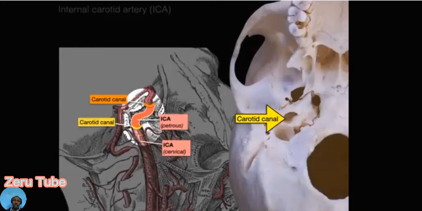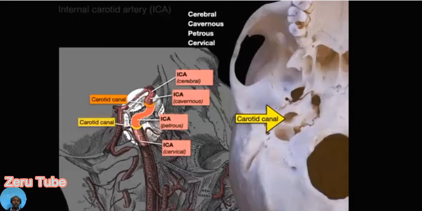The internal carotid artery has parts. Majorly it has four parts: the cervical part, the petrous part, the cavernous part and the cerebral part. The carotid canal is a part of the skull which is important for passage of the internal carotid artery.